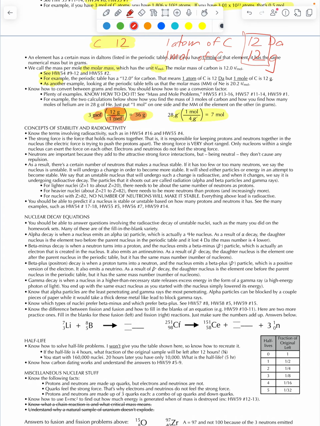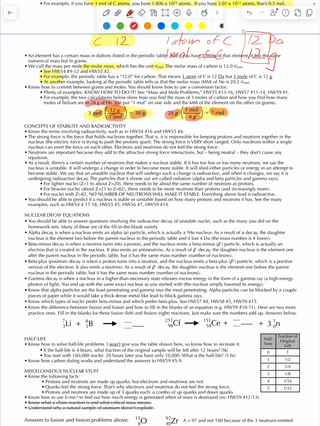But what if I give you grams and you want to know how many moles you have? Well, let's say I'm doing this problem above here. I have 28 grams of helium. Here's my 28 grams, but if you look in the periodic table, kind of messy here, you see that helium is 4. So it's 4 grams per mole. There's my molar mass of helium, 4 grams per mole. Notice I'm putting grams in the denominator so that it'll cancel and I'm left with 7 moles.